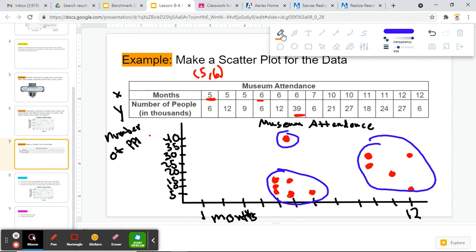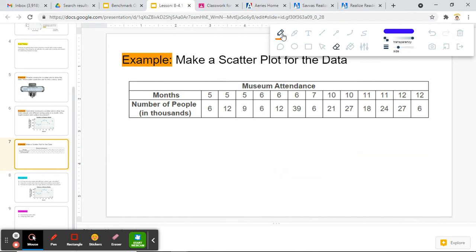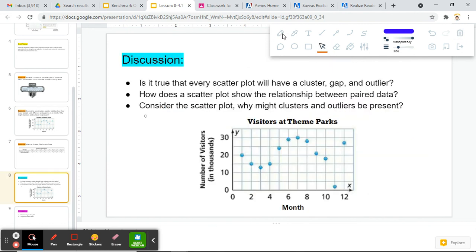Alrighty, everybody. So we're going to go ahead and get on to discussion questions here. So make sure you guys are thinking about these and ask questions in class if you have them. Is it true that every scatter plot will have a cluster, gap, and an outlier? How does a scatter plot show the relationship between paired data? And consider the scatter plot. Why might clusters and outliers be present?